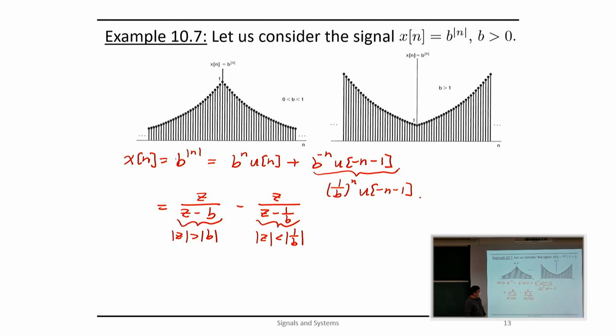So you can see here that if you have b that is greater than 1, then these two regions actually do not overlap, right? So there is no common region of convergence if b is greater than 1. Okay? So if b is greater than 1, this means the z transform does not exist for any choice of z. Okay. And this is intuitive, right?